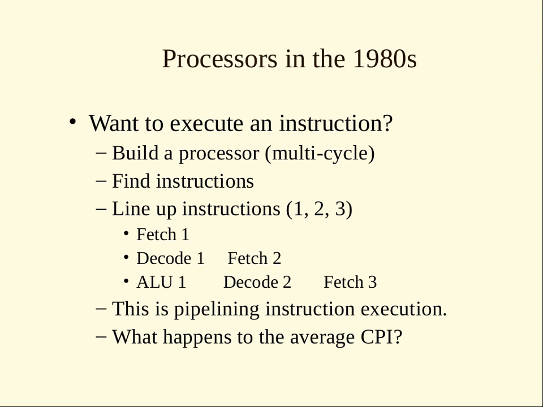Sorry, let's keep going. So the point of this is what happens to your CPI as you are pipelining. What is CPI? Computer processing instruction? All right, so you got the last one correct. Cycles per instruction, right. So do you want this number high or low? Low.